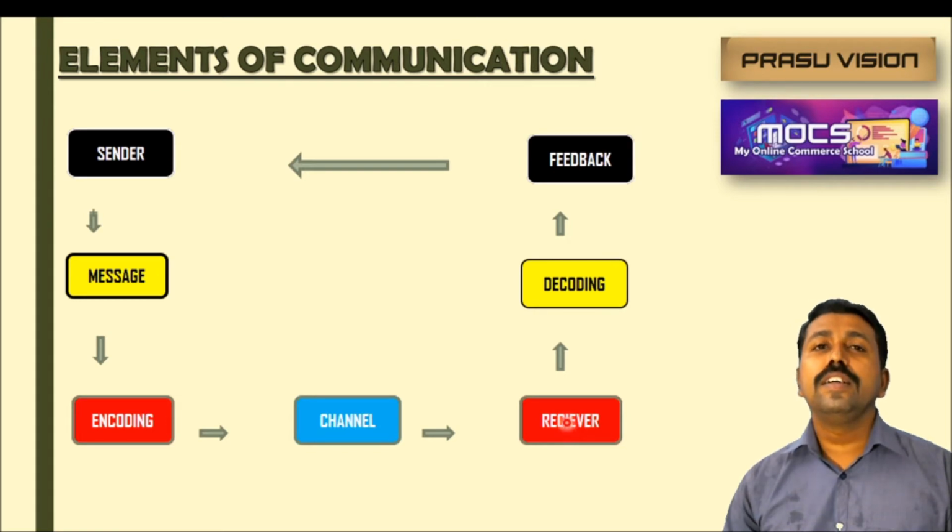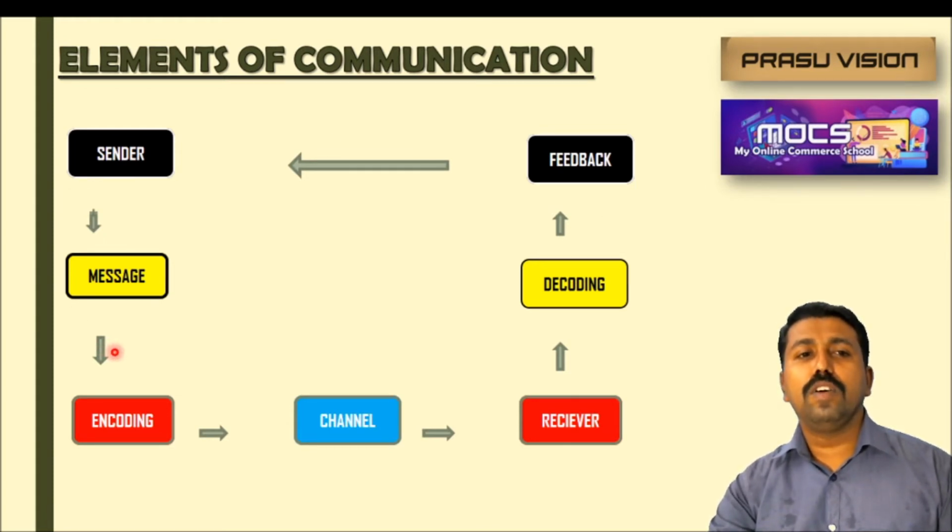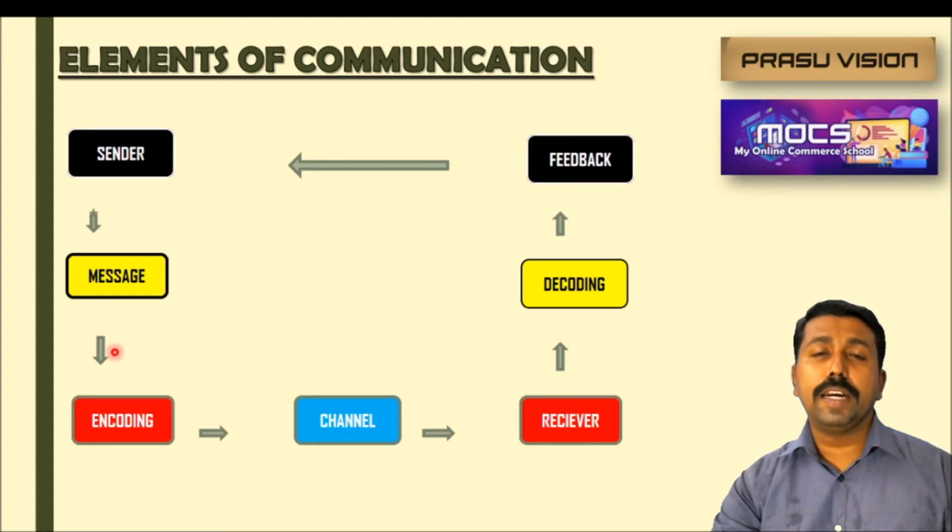A receiver will decode the message. Decoding means the message will be decoded to symbols which are understandable by the receiver. After understanding the message, the receiver will send a feedback to the sender. Then only the process will be complete. So it shows a continuous process. So these are the elements. Just remember, only for basic awareness, already you know, sender, message, encoding, the channel, receiver, decoding, feedback are the elements of communication.